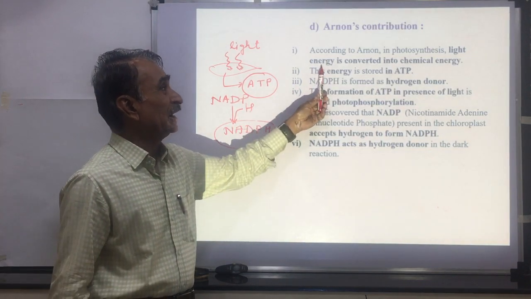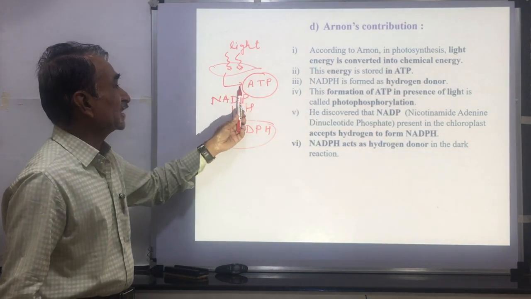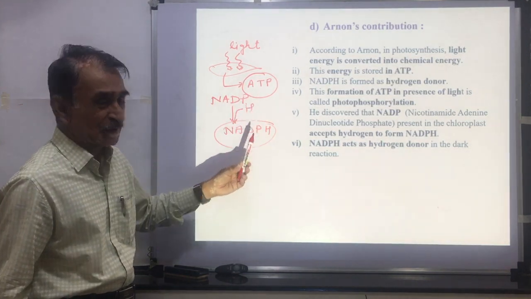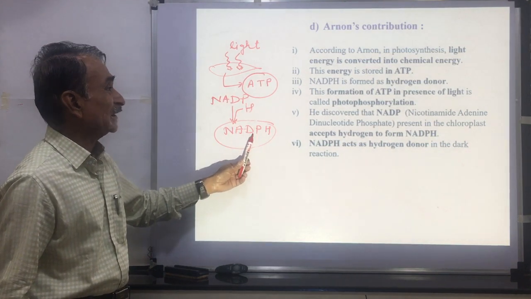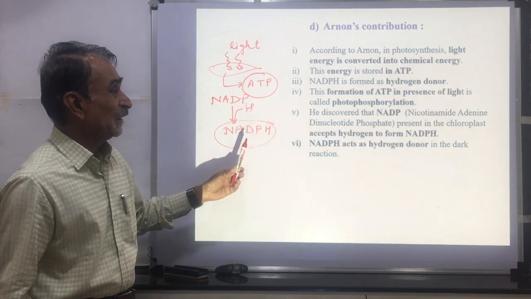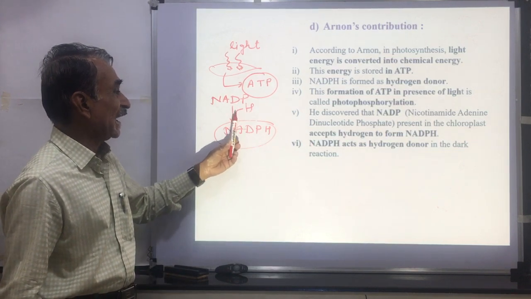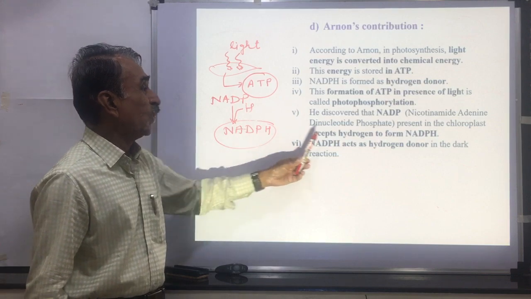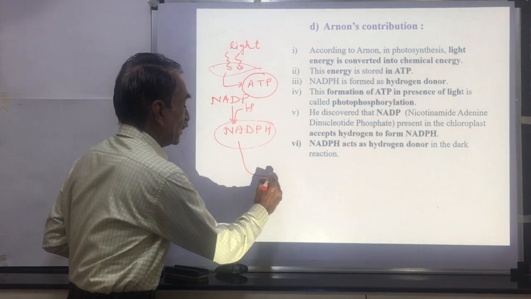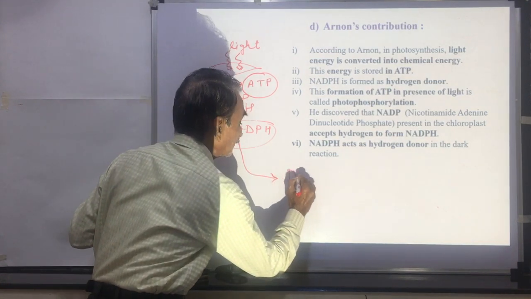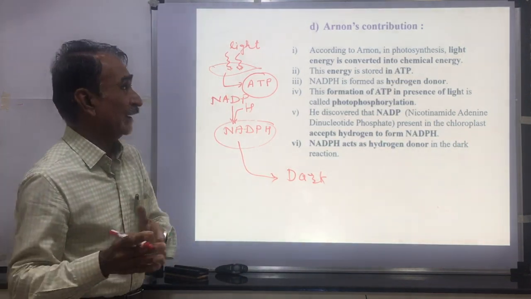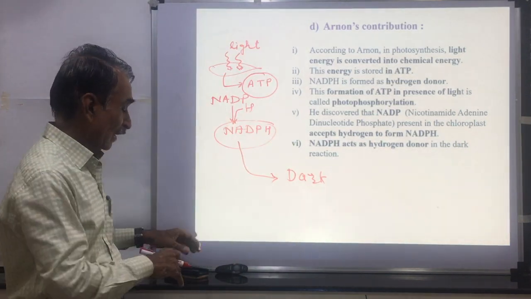According to Arnon, in photosynthesis, light energy is converted into chemical energy, which is stored in the form of adenosine triphosphate. NADPH is formed as a hydrogen donor. He discovered that NADP present in the chloroplast accepts hydrogens to form NADPH, which is used as a hydrogen donor in the dark reaction for the reduction of CO2 into carbohydrates. This is Arnon's contribution.